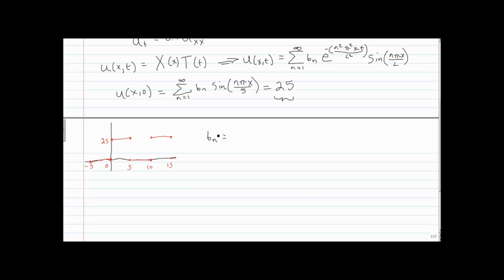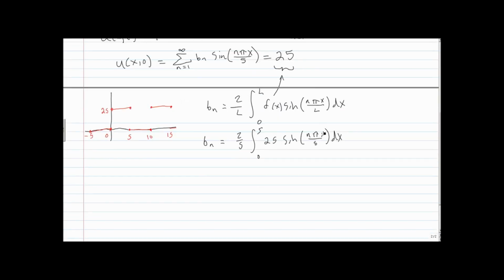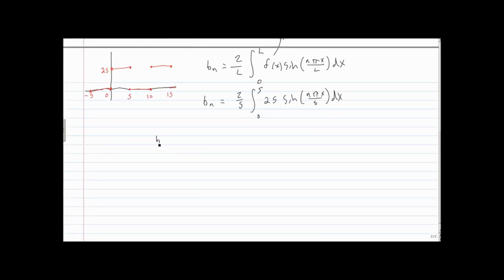Then you can solve for Bn by using this formula. So basically you're finding B for different values of n. So you turn this problem into solving this integral. So in our case, I'm just going to leave n as n. I'm going to plug in 25 for f of x, and then I'm going to plug in 5 for L. You have 2 over 5. Okay, so I'll go ahead and integrate this.